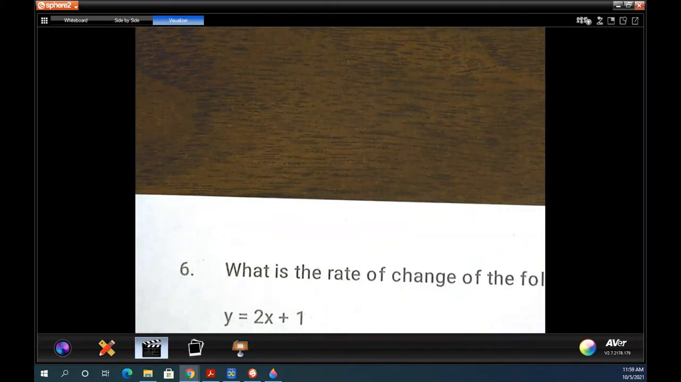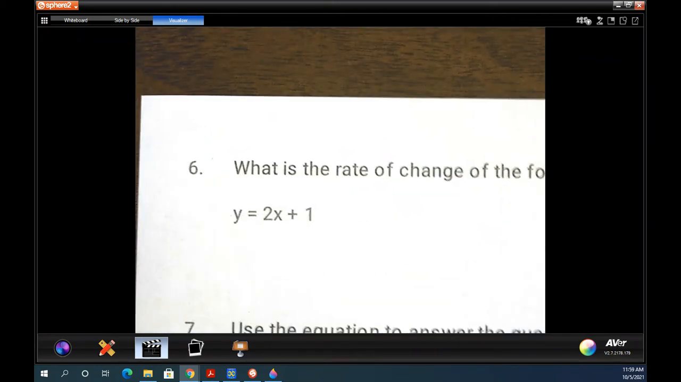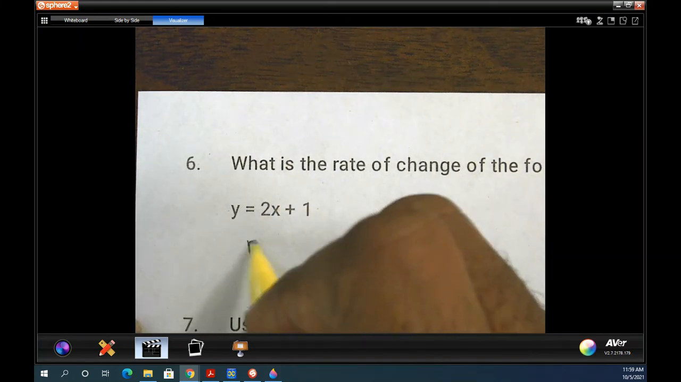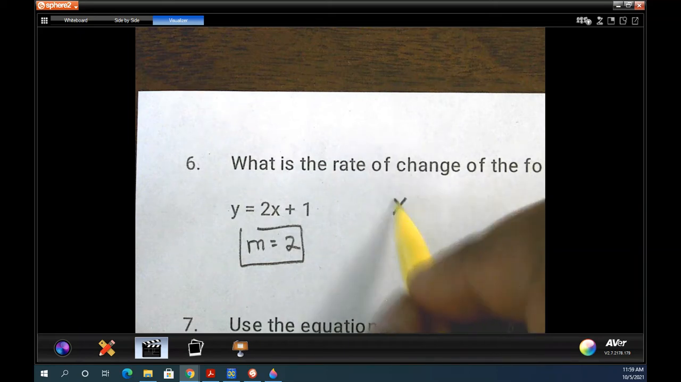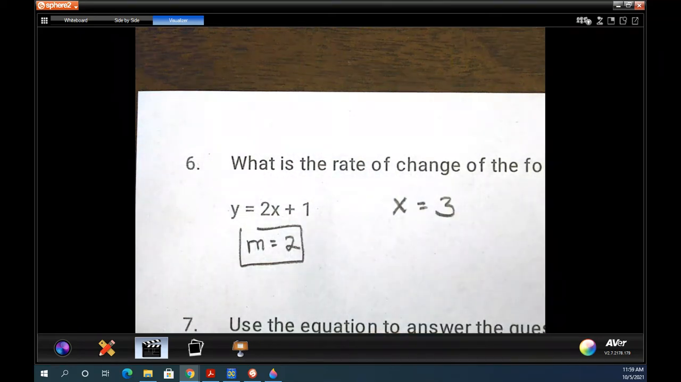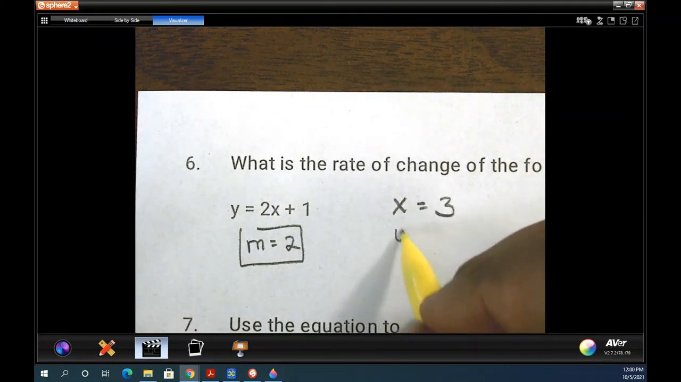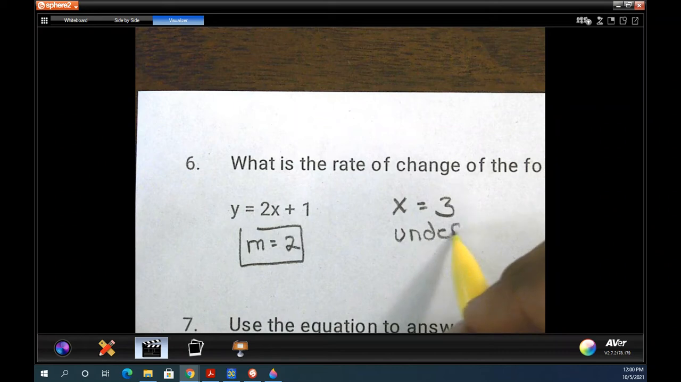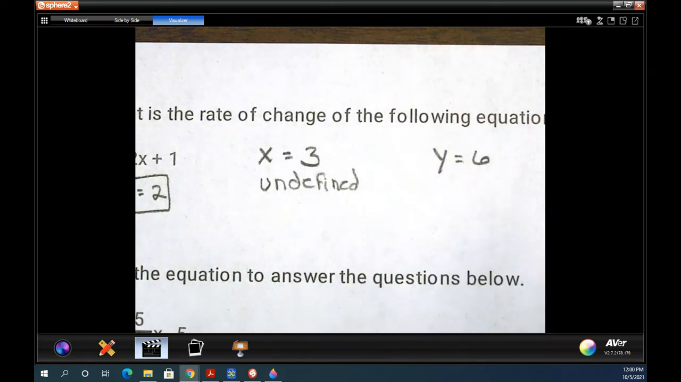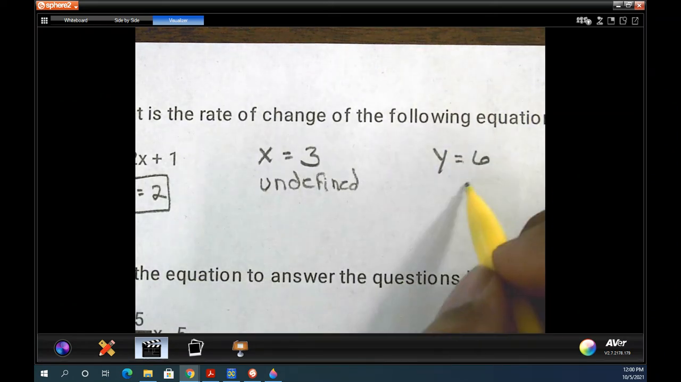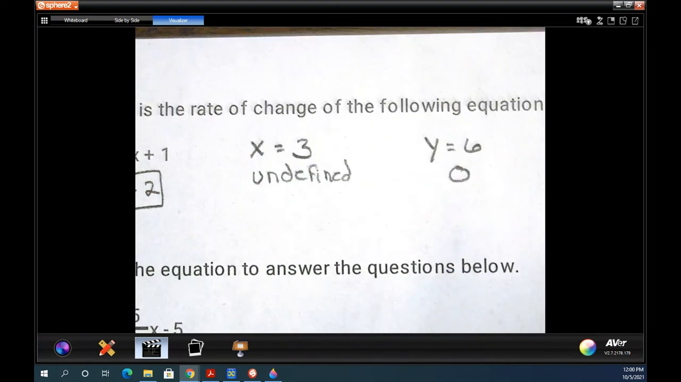All right, turn it over. What's the rate of change here? 2. Slope is 2. Now, let me ask you this. What if I gave you x equals 3? What's the slope? Undefined. The slope is undefined rate of change. What about this one? Y equals 6. What's the slope there? 0. Yeah, slope 0. Y equals a number, it's always 0.